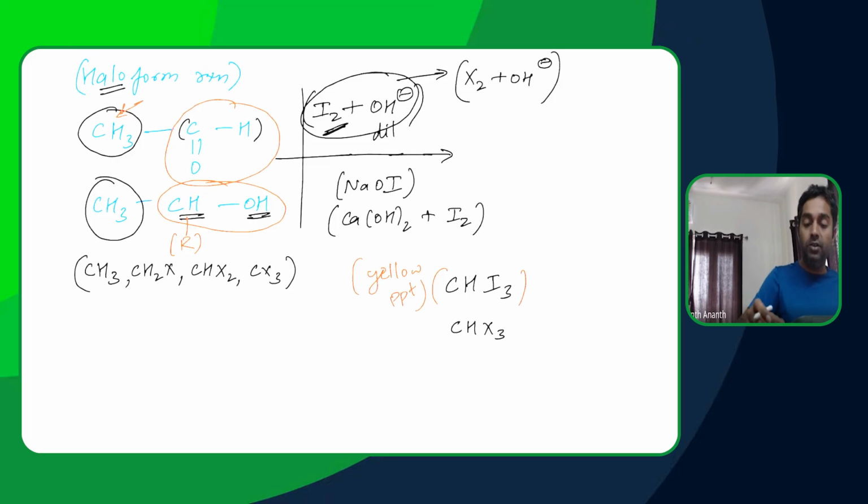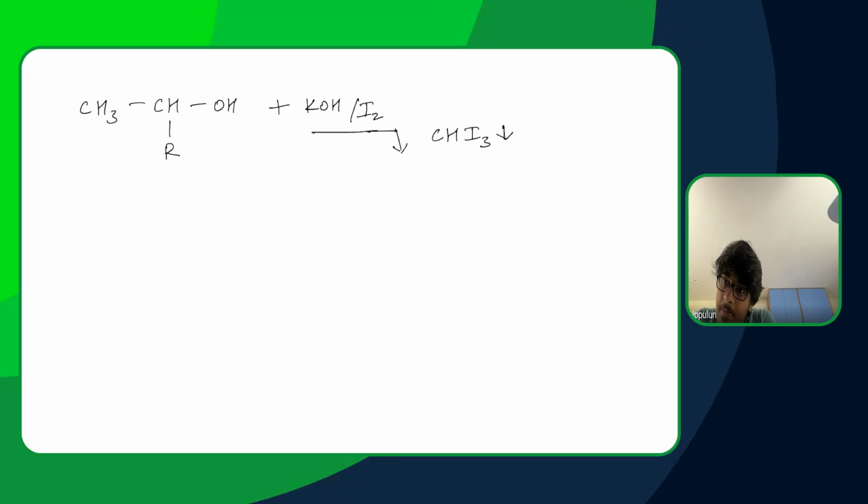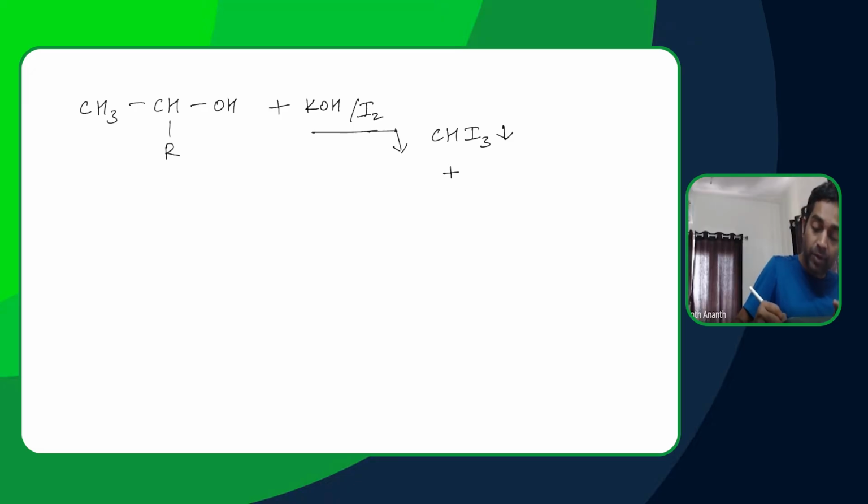I'll show you the product a little bit more carefully. So if I have CH3, CH, OH, and then R, and I react this with KOH and I2, what will I be getting as a product? I will definitely get CHI3 as a precipitate. But along with the CHI3, I will also be getting R, COOH.